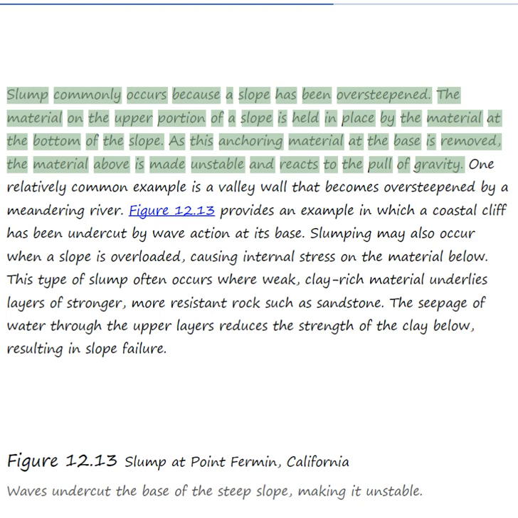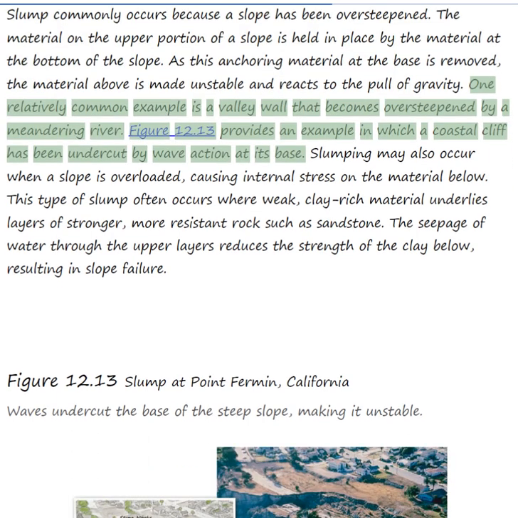The material on the upper portion of a slope is held in place by the material at the bottom of the slope. As this anchoring material at the base is removed, the material above is made unstable and reacts to the pull of gravity. One relatively common example is a valley wall that becomes oversteepened by a meandering river. Figure 12.13 provides an example in which a coastal cliff has been undercut by wave action at its base.